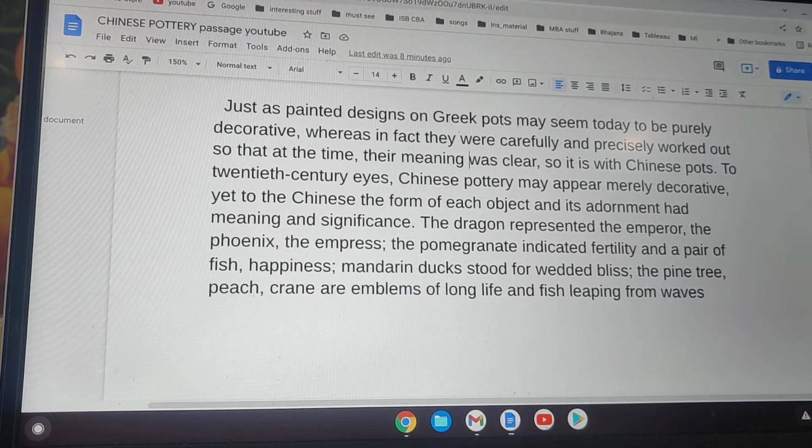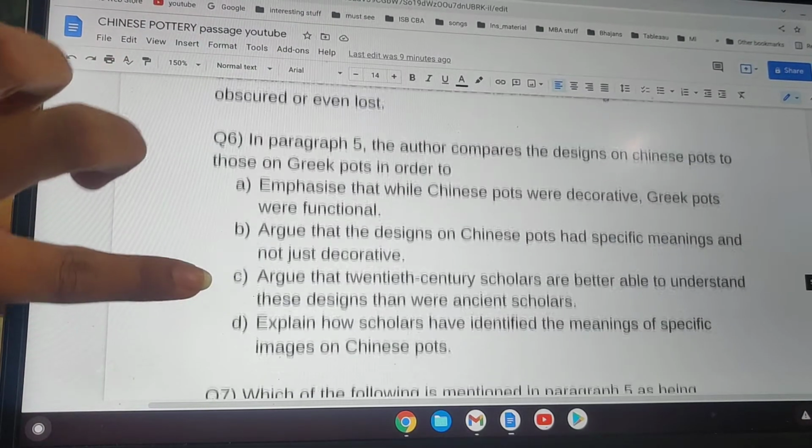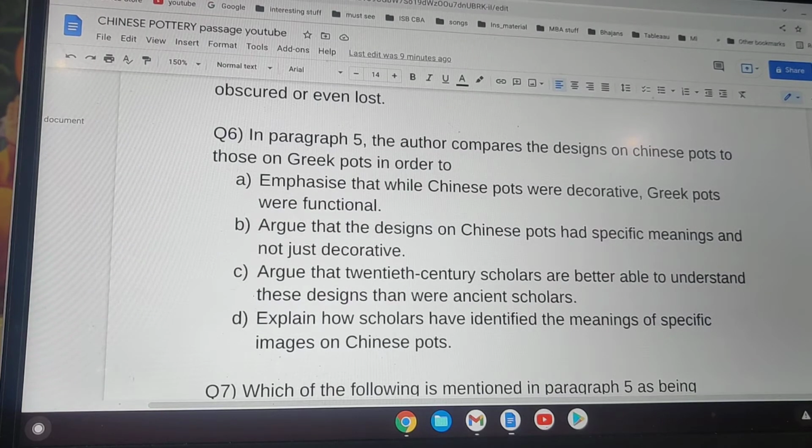As we read the first line, it said, just as painted designs on the Greek pots may seem today to be purely decorative, whereas in fact, see here there is a twist. In fact, this is where we need to understand. They were carefully and precisely worked out so that at the time their meaning was clear. So it is with Chinese pots. That means initially this idea was with the Chinese pots, later on the Greek ones also adopted it. So the author is trying to emphasize that the meaning which was with the Chinese pots is also applicable to that of the Greek pots. Now this is the answer.